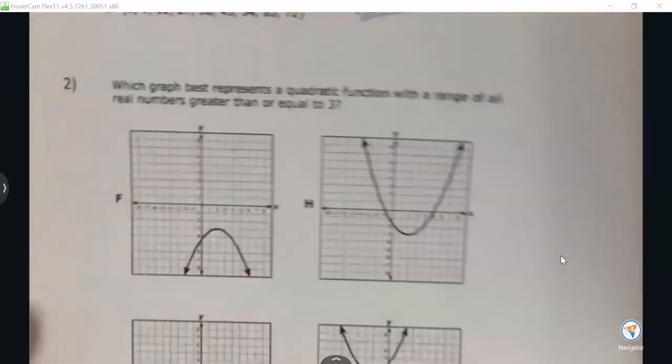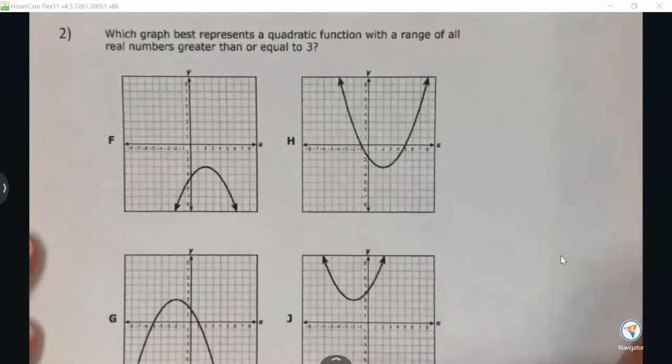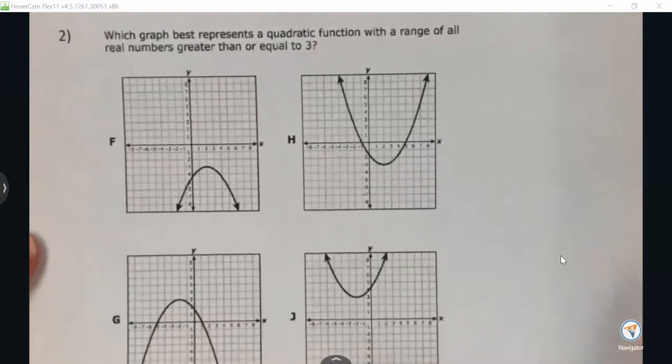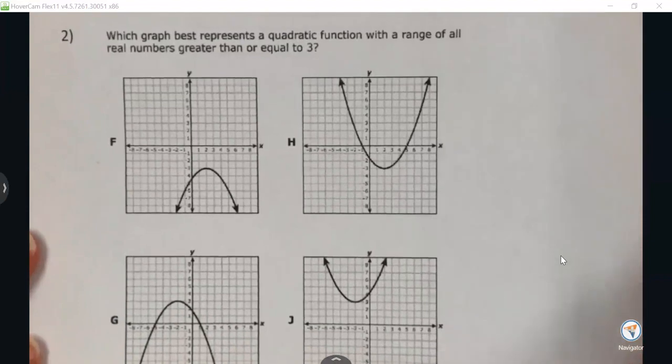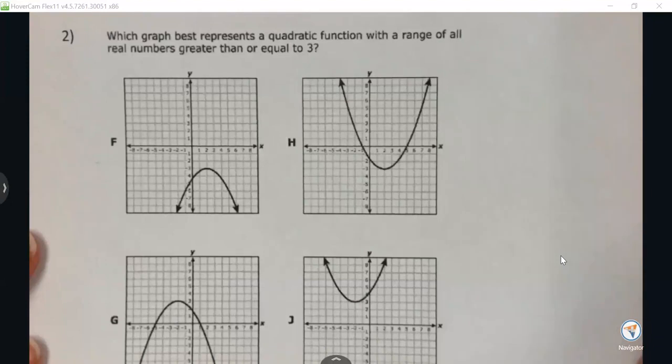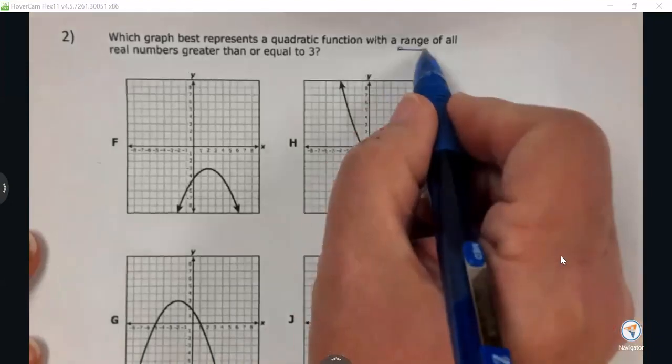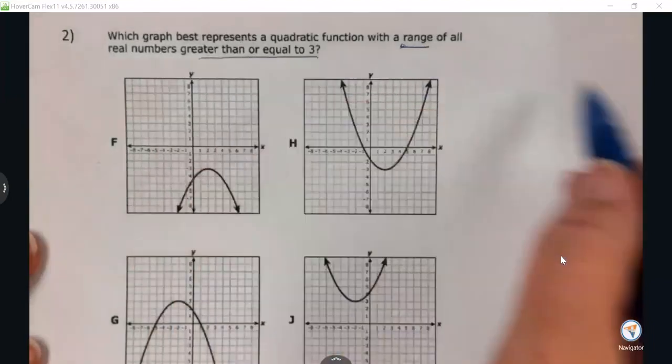Okay, so let's say instead we have a graph. Which graph, oops, I forgot to pause, sorry. Which graph best represents a quadratic function with a range of all real numbers greater than or equal to 3? Okay, so let's see what's important here. A range of all real numbers greater than or equal to 3.